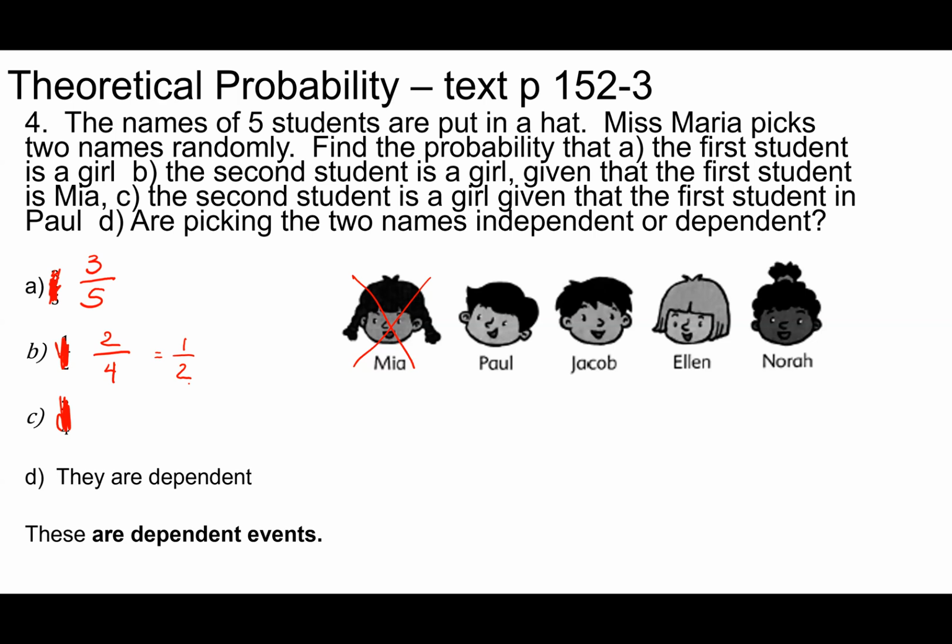Okay, letter C. Let's erase our crossover Mia. Now the second student is a girl, given that the first student is Paul. So let's cross Paul off. Paul's been picked. How many students do I have now? Wait, Mia's back in the mix. This is a different situation. I have 4. So what is my probability? 3/4. Great job.